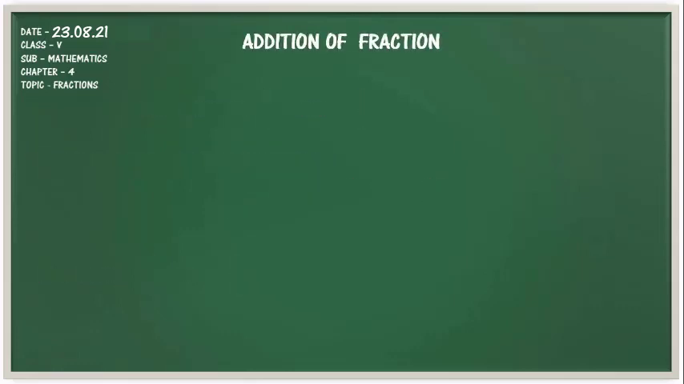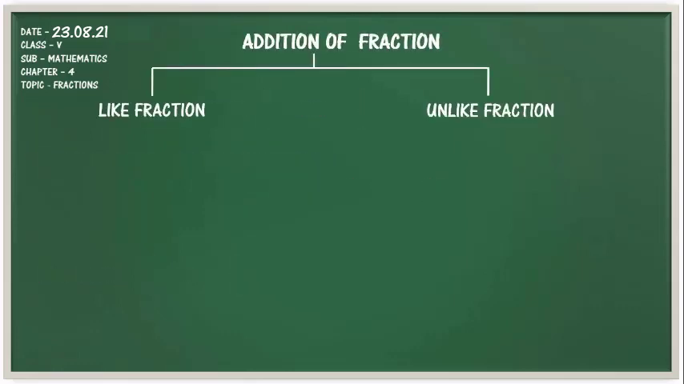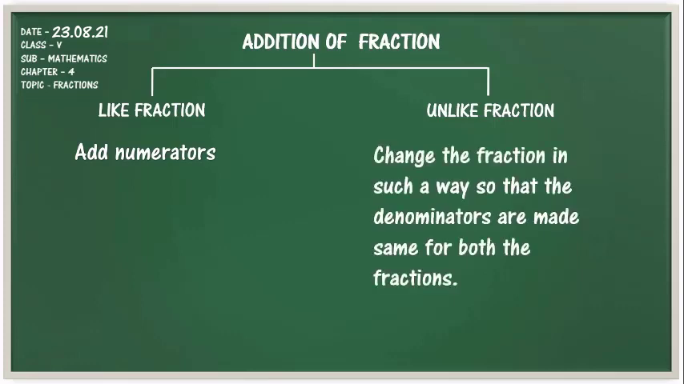Now, addition of fractions. Addition of fractions is again divided into two types, like fractions and unlike fractions. For like fractions, we simply add numerators because the denominators are the same. But for unlike fractions, we change the fractions in such a way that the denominators are made the same for both the fractions, and then we add the numerators.